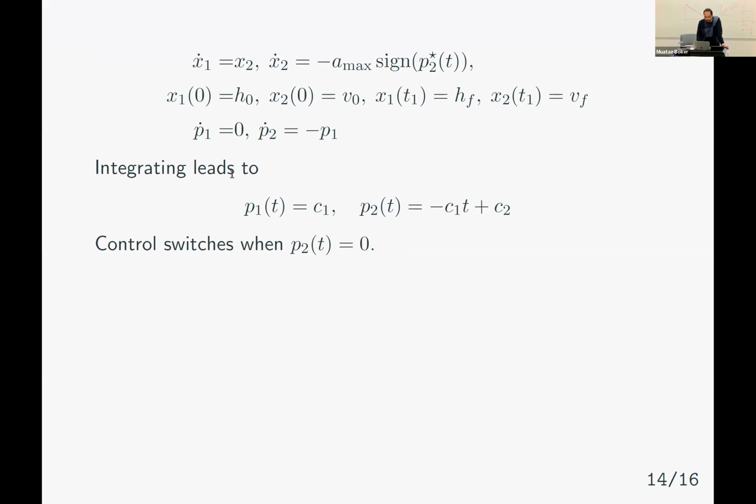So if you integrate these two equations, you end up with P1 equal to some constant, C1. Then you substitute it back here, so you have P2 dot equal to minus C1. Integrating it, you have P2 equal to minus C1 t plus C2. So these are the two equations for P.